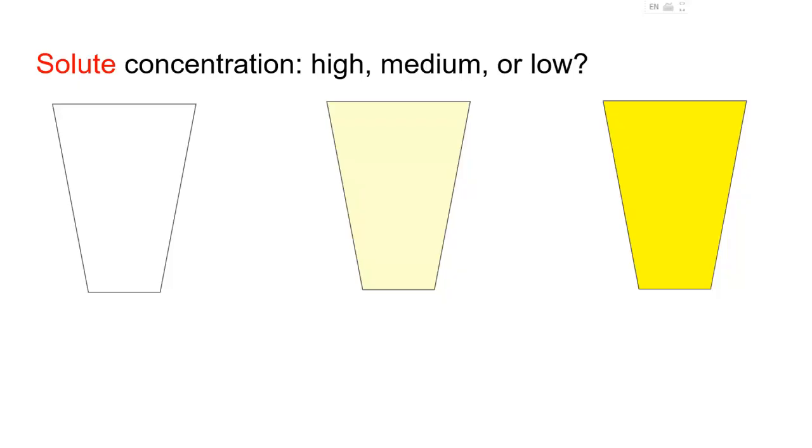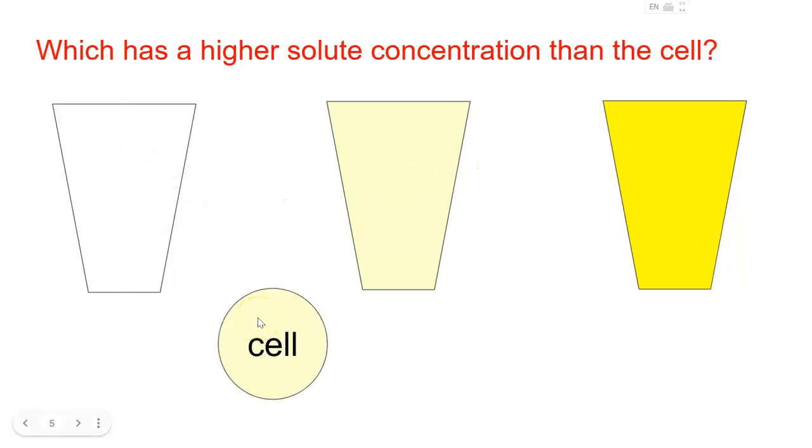In this diagram, we can see that we have 3 different solute concentrations. Okay, keep thinking about the lemonade. Our solute concentration would be very low here, maybe even 0%, and a medium solute concentration and a high solute concentration. This glass of lemonade is going to have more solute than these two. Okay, this is going to have very little solute.